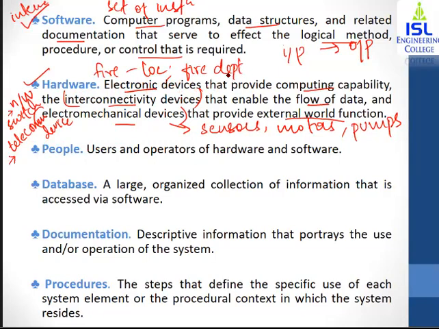The next is people. People are users and operators of hardware and software. The people that are going to work upon this hardware and software are called your people. The next is database.